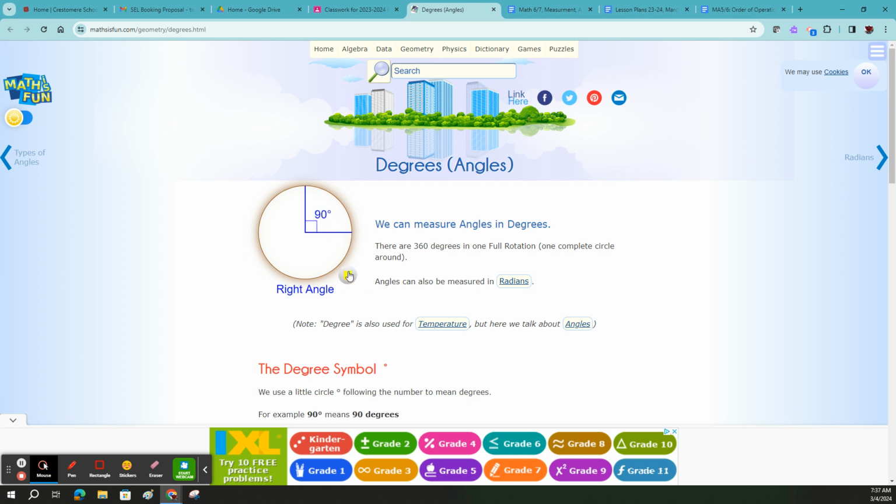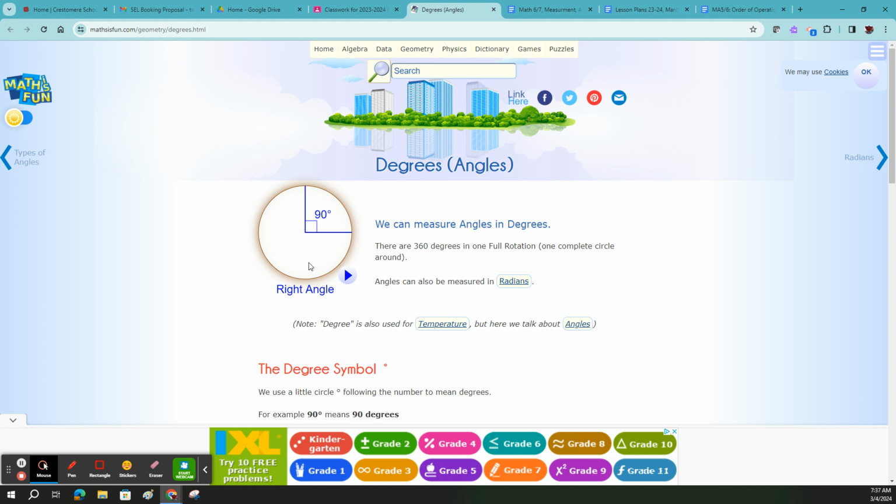So right here, perfect. I'll pause it. This is 90 degrees. It's very, very important, and it's something you're going to be hearing a lot in your math careers. A 90-degree angle is also called a right angle. We could also call it a square angle or perpendicular.